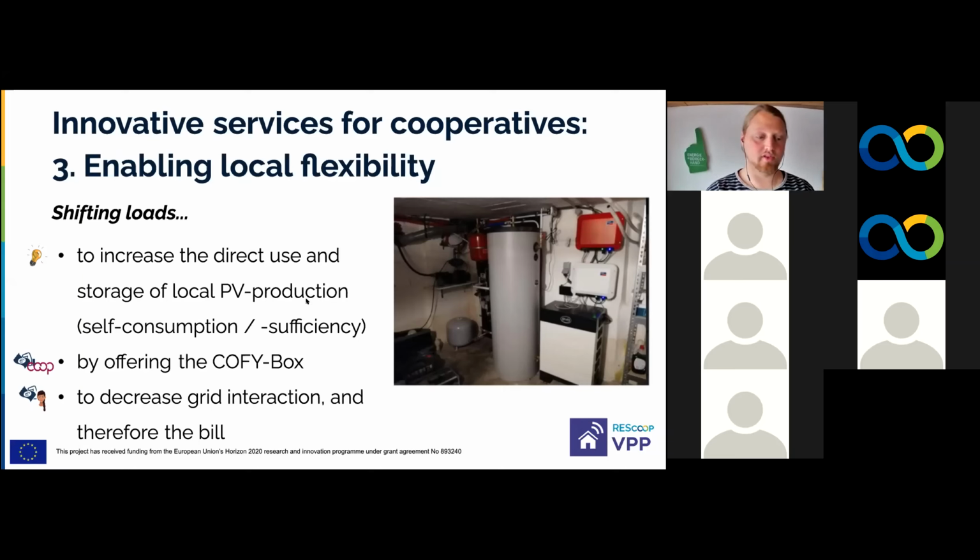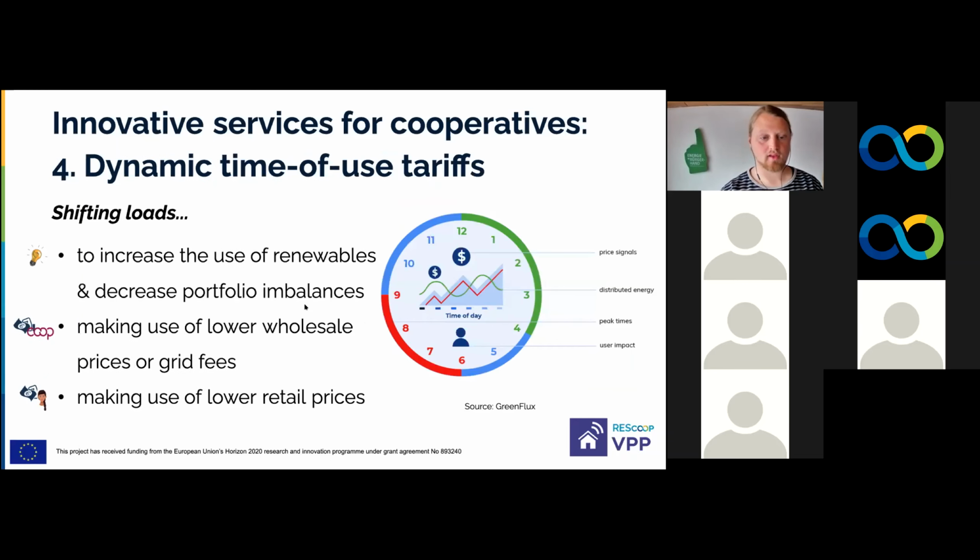The revenue for the member is then to decrease grid interaction, and therefore to potentially decrease the bill. So if the production costs for photovoltaics are lower than the grid costs, then you have an incentive to use as much as possible the local PV production. So this is just on an individual level.